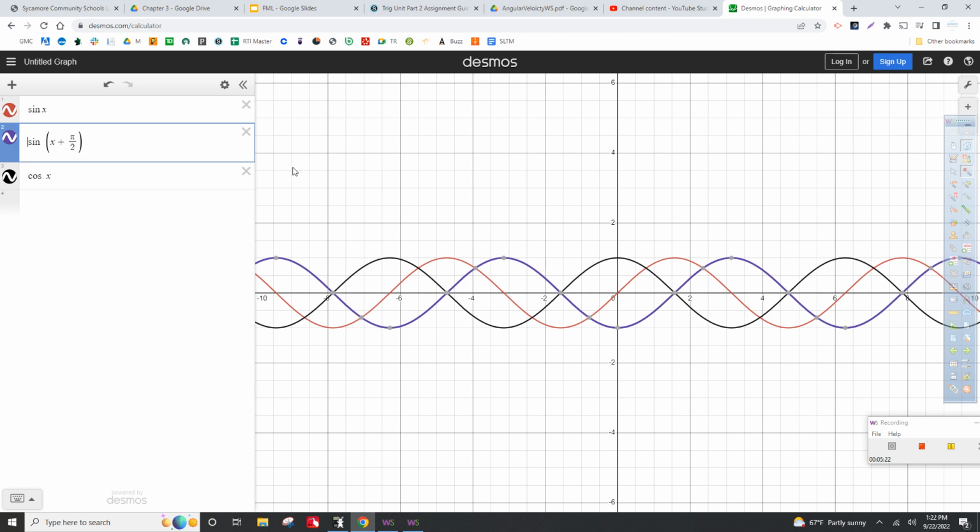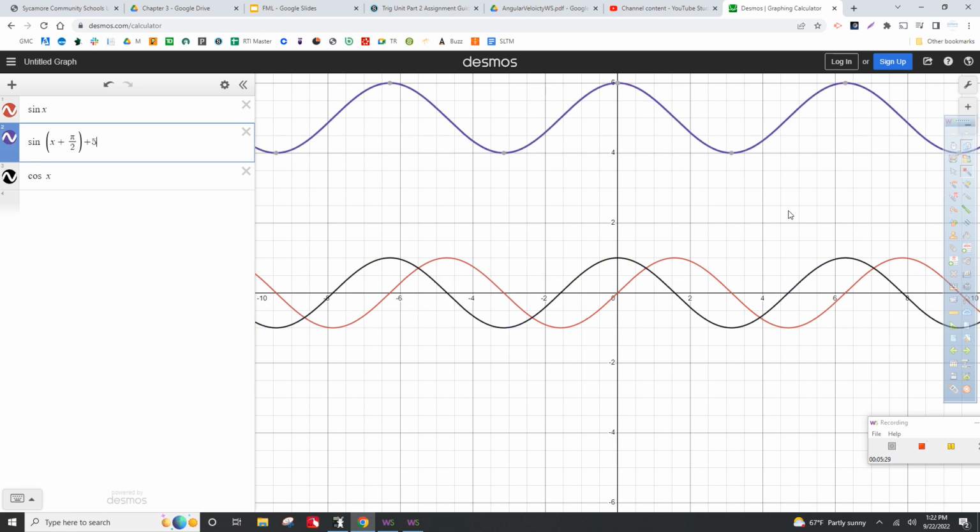So that's how you shift them. How do you shift them up and down? You know that. Just do that. Okay? All right, now one more slide.